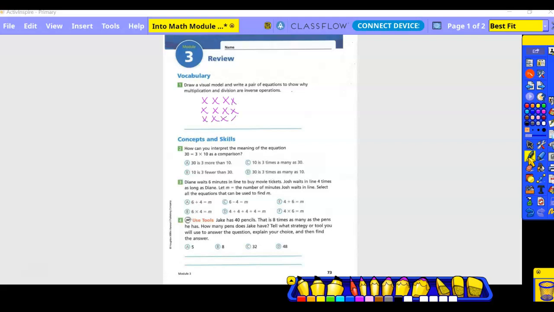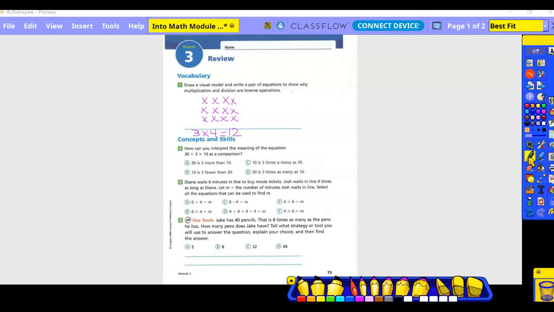3 rows and 4 columns. Okay, so if I were to write a multiplication problem for this array, what would it be? How many rows do I have? 3. So 3 times how many columns? Times 4 equals 12.